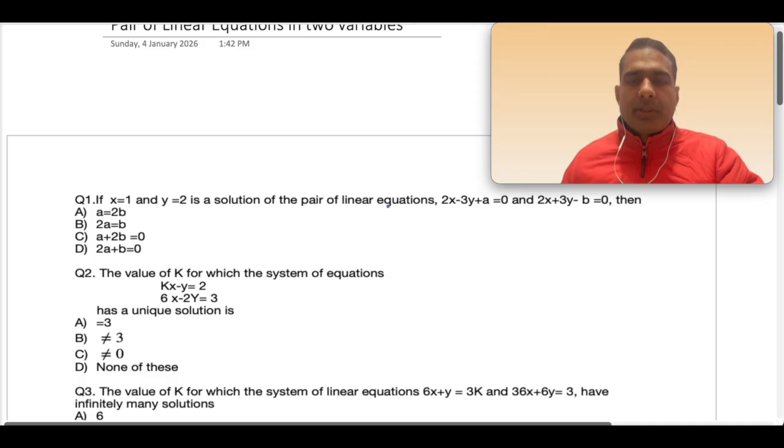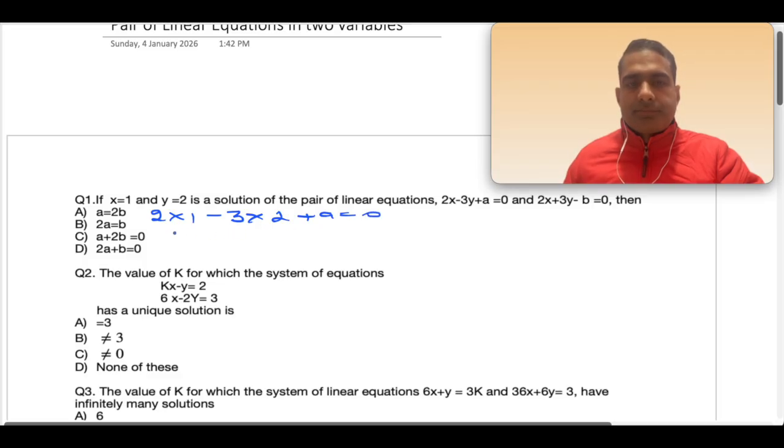what is solution of a pair of linear equations? So the solution is the values of x and y or the values of the variables which satisfy these both equations. So it is said that x is equal to 1 and y is equal to 2 is a solution of these equations. It means the value of the left hand side and the right hand side of these equations will be equal at x is equal to 1 and y is equal to 2. So if I substitute x is equal to 1 and y is equal to 2 in the first equation, so I will be getting 2 into 1 minus 3 into 2 plus a is equal to 0.